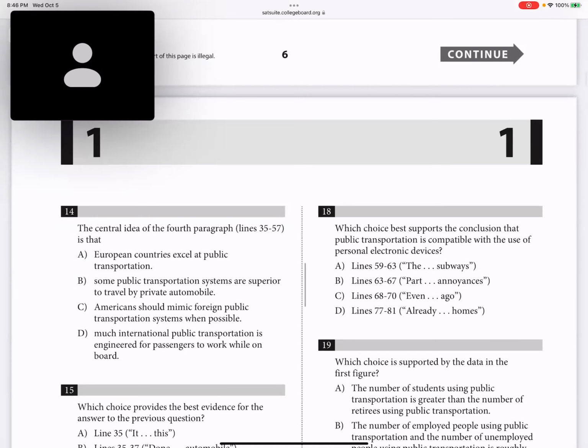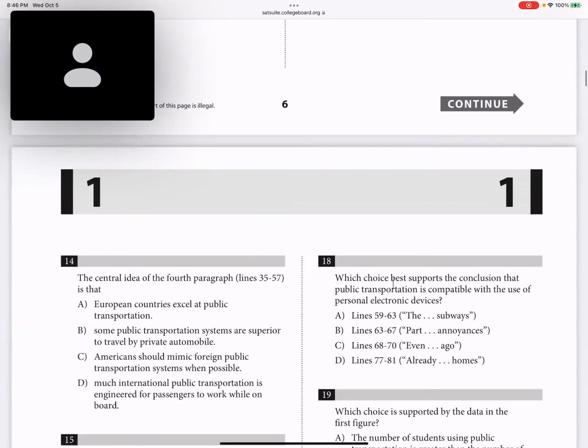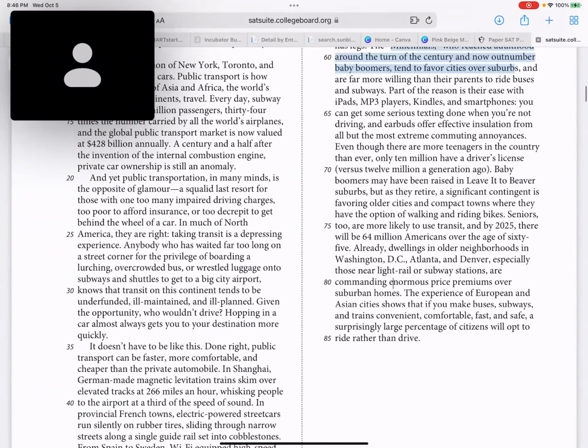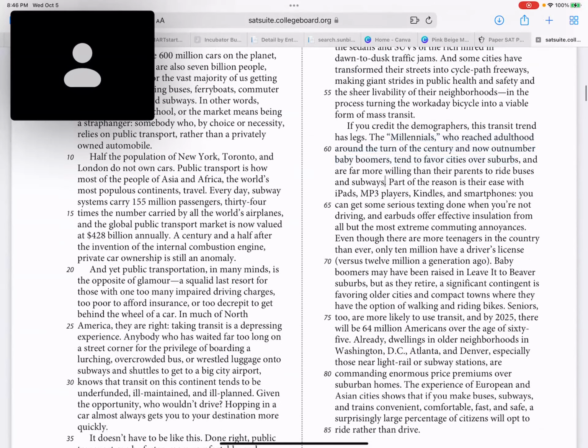Which choice best supports the conclusion that public transportation is compatible with the use of personal electronic devices? All right, if we go up, this is somewhere I probably would have circled: iPads, MP3 players, Kindles, smartphones, just because it really took a random jump. It's a very 180 from anything the passage has talked about up to this point. But let's see. Part of the reason is their ease with iPads, MP3 players, Kindles, and smartphones. You can get some serious texting done when you're not driving, and earbuds offer effective insulation from all but the most extreme commuting annoyances.